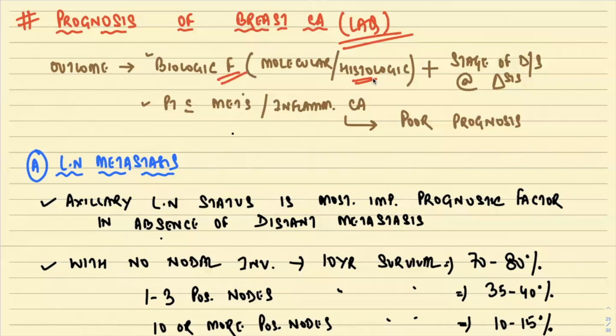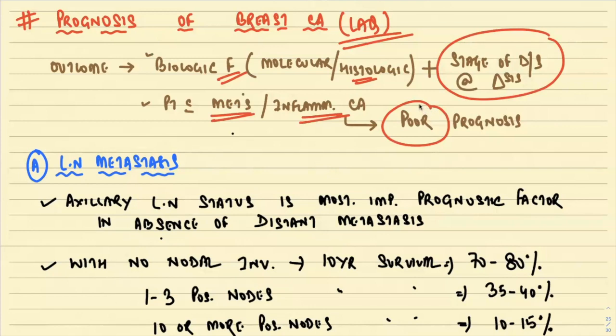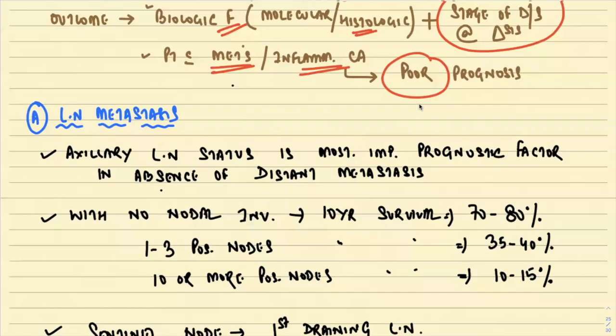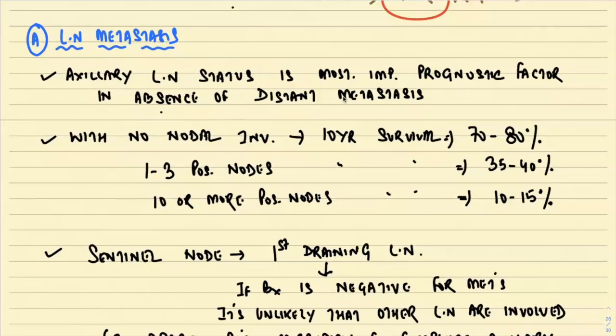So now you understand why I have explained all the different special types, and also that it depends on the stage of the disease at diagnosis. What was the stage at diagnosis? Patients who are presenting with metastasis or with inflammatory carcinomas usually have a very bad prognosis. So the first important factor here is lymph node metastasis. Now, the most important prognostic factor is distant metastasis. But second to distant metastasis, the most important prognostic factor is axillary lymph node status.